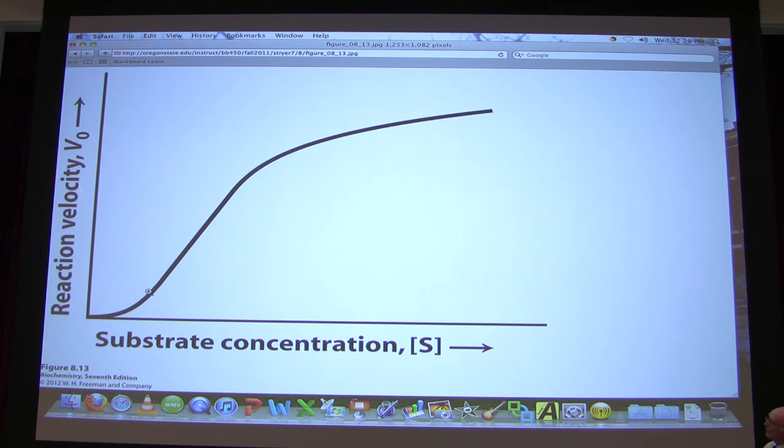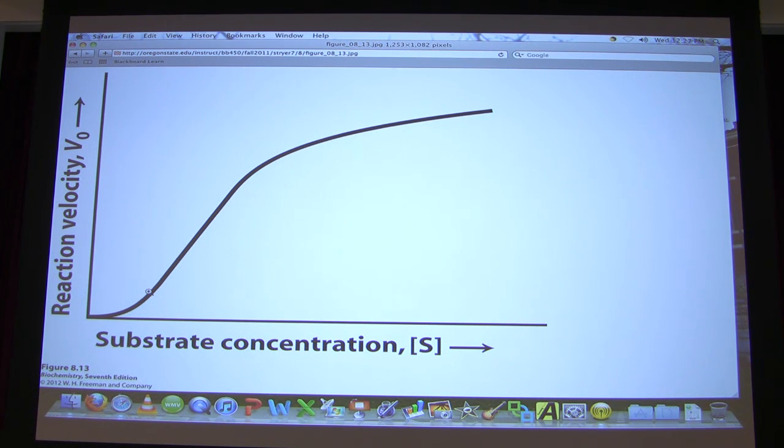Here we're plotting reaction velocity. Now those are very different things. So why does this curve look like the curve for hemoglobin? Is it a coincidence? I'll give you a hint. It's not a coincidence. Any thoughts? Elizabeth?